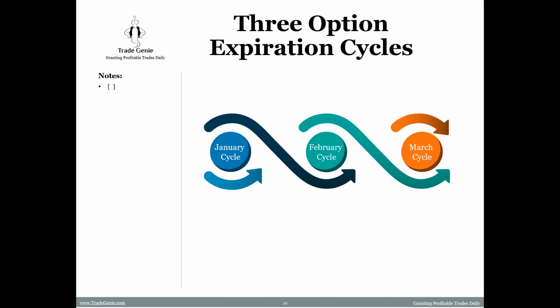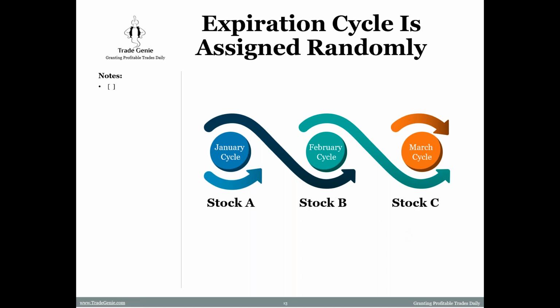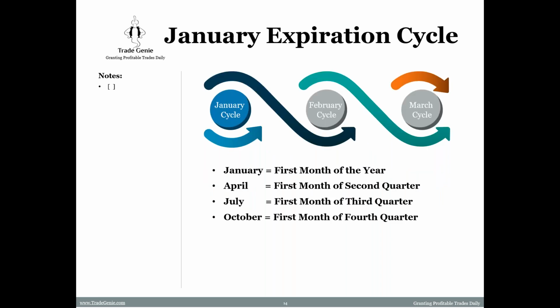January is the first month of the quarter, February is the second month, and March is the third month. So that's all we need. If February is the second month of the quarter, then the 2 extra months will be the second month of the second quarter, third quarter, or fourth quarter. So stock A can be assigned to the January cycle, stock B to the February cycle, and stock C to the March cycle. April is the first month of the second quarter, July is the first month of the third quarter, and October is the first month of the fourth quarter if the stock is assigned to the January cycle.